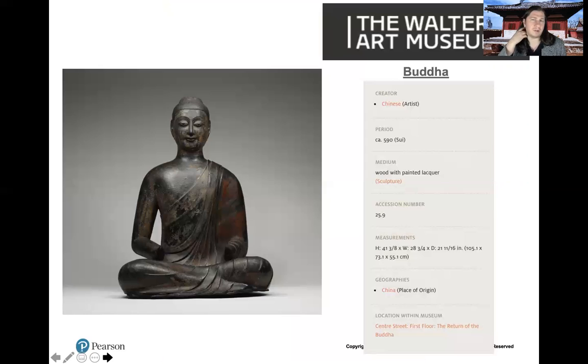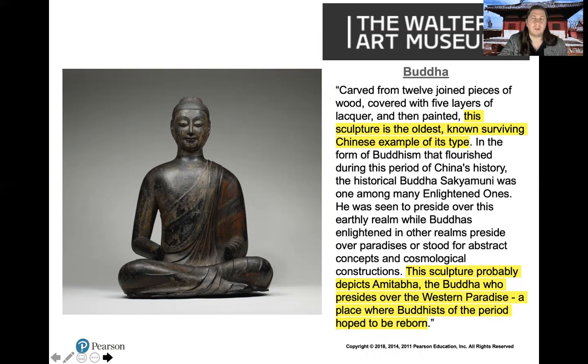This is also the Amitabha Buddha. This is done in wood with painted lacquer on top of it. So lacquer is made basically from a plant-based liquid that dries into a solid. And you can see the paint there. This is also from the Sui dynasty. You can check out some of the attributes of this one, which is at the Walters. This is the oldest known surviving Chinese example of this type.